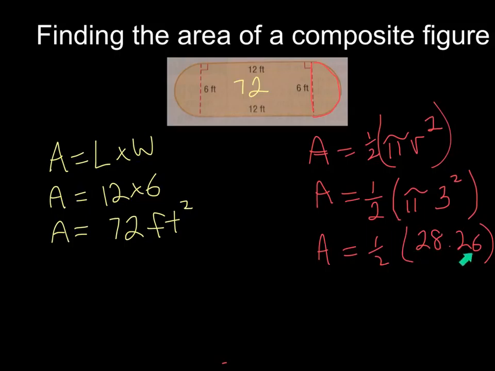And I got 28.26. And now I have to take half of that because this is the area of the full circle. This is a semicircle, or half a circle. So I take half of that. When I figure out half of 28.26, I get 14.13. So that's the area of this semicircle. Now if you notice, this semicircle has the same dimensions, so that is also going to have an area of 14.13 square feet.